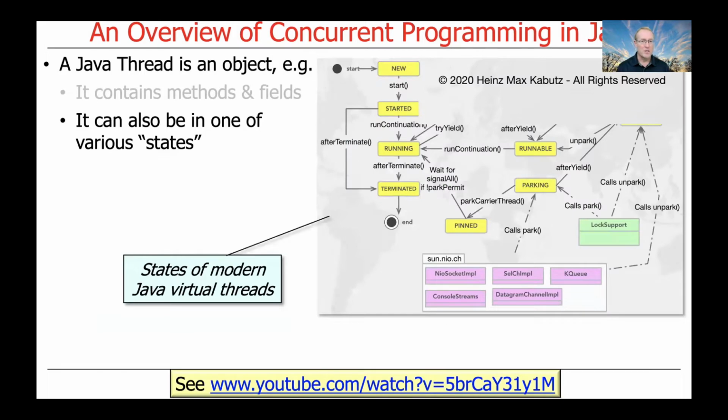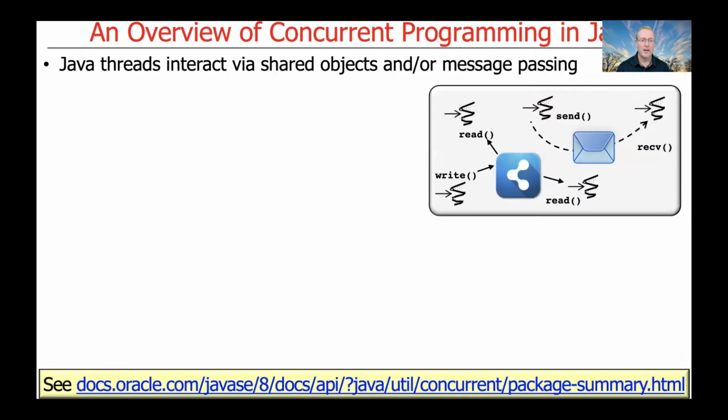There's also a number of states that a Java virtual thread can be in. I'm not going to cover them in detail here. You can take a look at the link at the bottom of the slide for a video that walks through this in more detail. A lot of this stuff is changing, so I don't want to get too wedded to the implementation details of a current snapshot of Project Loom in Java virtual threads.